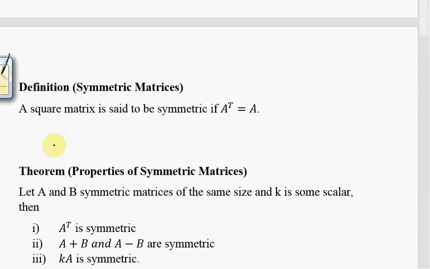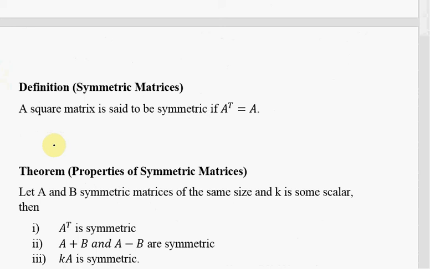Symmetric matrices. We're in today with symmetric matrices. A square matrix is said to be symmetric if the matrix is equal to its transpose. So if A transpose equals A, then the matrix is said to be a symmetric matrix.